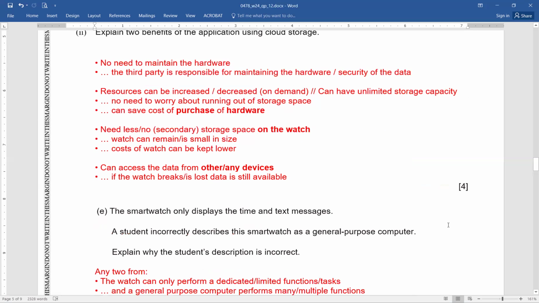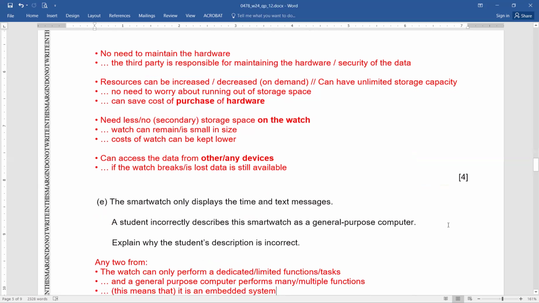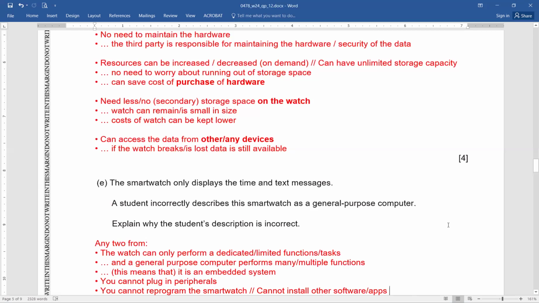Part E. The smartwatch only displays the time and text messages. A student incorrectly describes this smartwatch as a general purpose computer. Explain why the student's description is incorrect. Now you can see why it's incorrect. General purpose means it is for many things, like the computer that we use, it's a general purpose. But when you talk about the smartwatch, its task is limited. It's there only to display the time and the text messages, as is mentioned here.